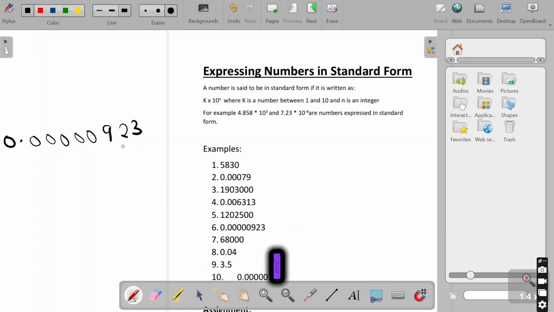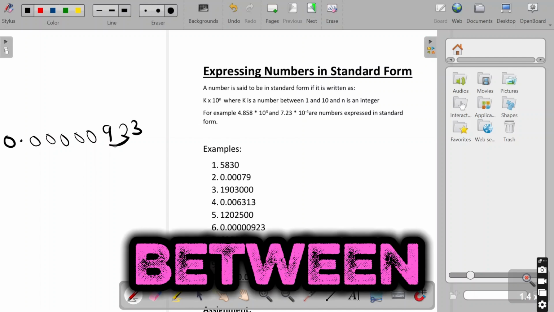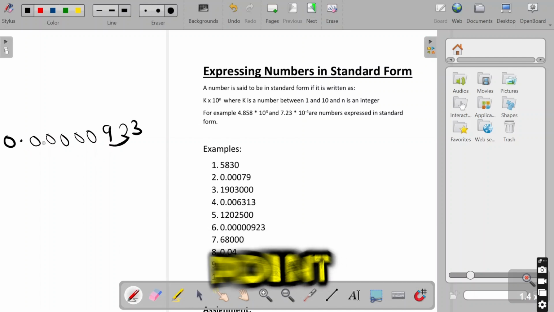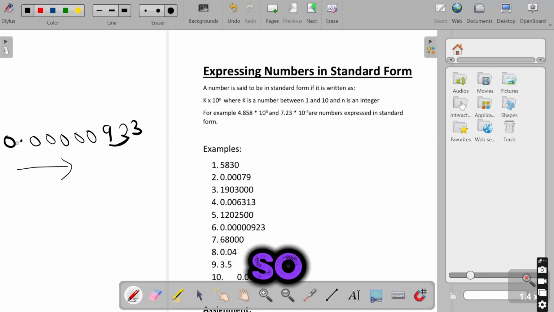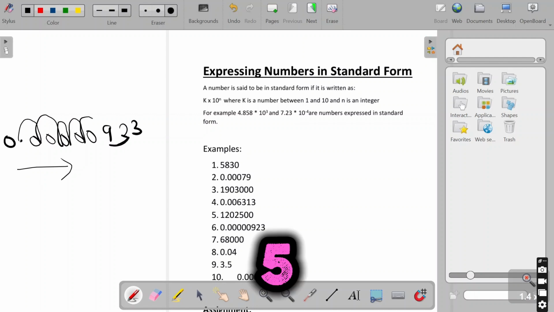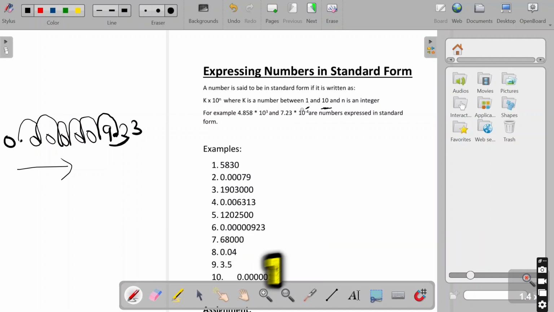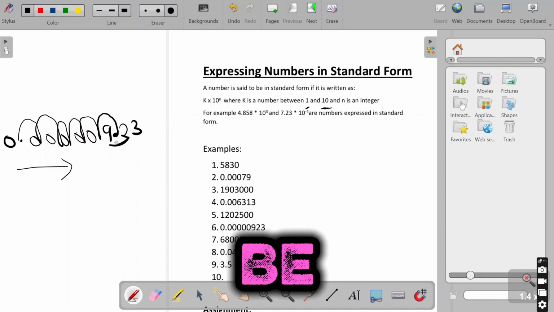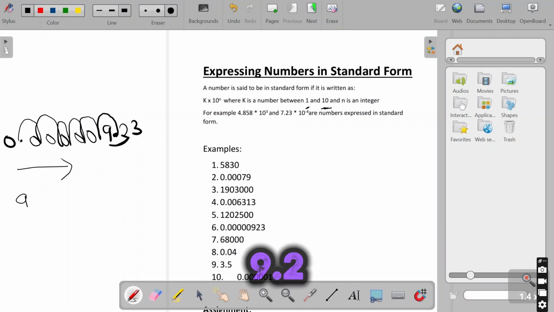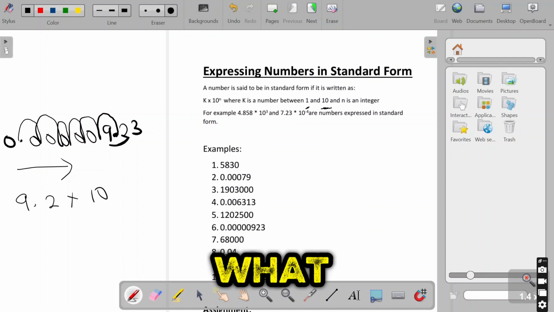Okay, so like I said, the whole essence of standard form is to get a k, where k is a number between 1 and 10. It must be between 1 and 10. So I'm moving this decimal point in this direction to the right. So this becomes 1, 2, 3, 4, 5, and 6. So you stop here, 1.2. Don't forget, it's between 1 and 10. So you can't stop at 0.1. It must be between 1 and 10. So this is 1.2, times 10 raised to power what?